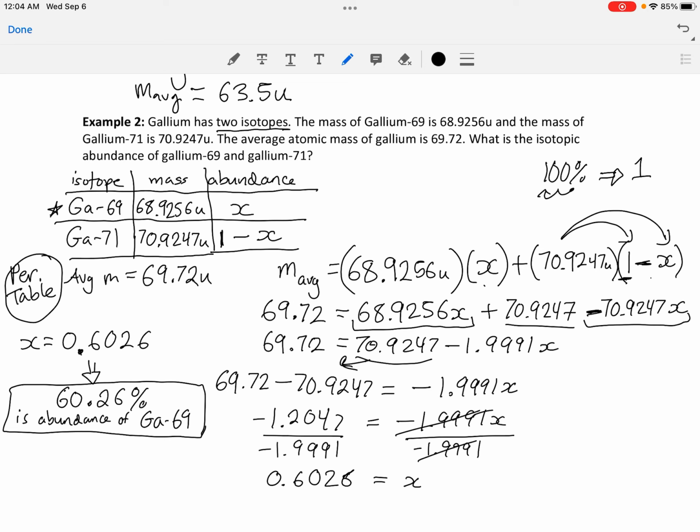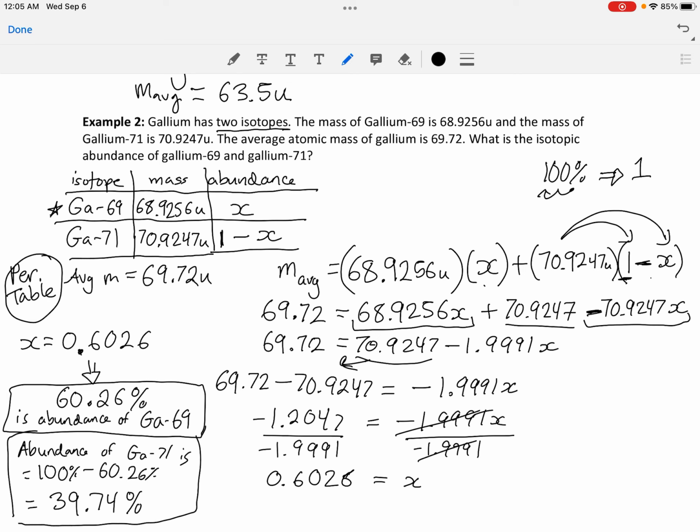And if I wanted to know the abundance of gallium-71, well, that's pretty straightforward. All I have to do, so let's see, abundance of gallium-71 is just going to be 100% minus the 60.26%, right? It's the rest, it's everything else. Because there's only 2 isotopes of gallium, everything else will be in the other form. So we do that subtraction, and I get 39.74% as the isotopic abundance of gallium-71 there.